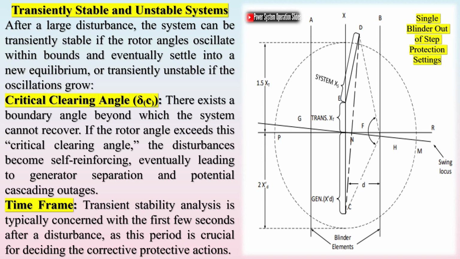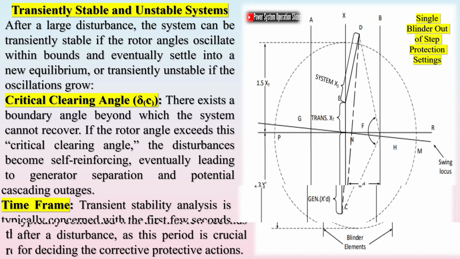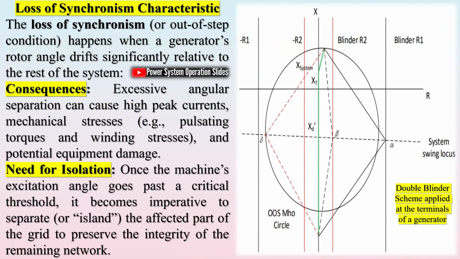Relay calculations. Distance relays rely on these impedance measurements. They must distinguish between a genuine fault, a step change, and a power swing where the impedance changes gradually over several cycles. Transiently stable and unstable systems. After a large disturbance, the system can be transiently stable if the rotor angles oscillate within bounds and eventually settle into a new equilibrium, or transiently unstable if the oscillations grow.